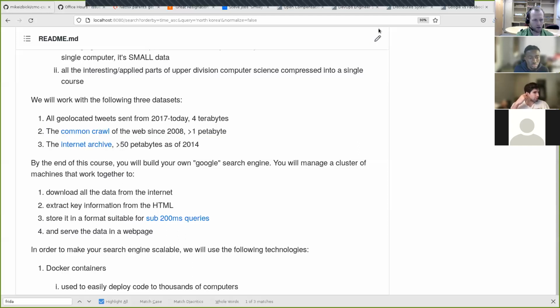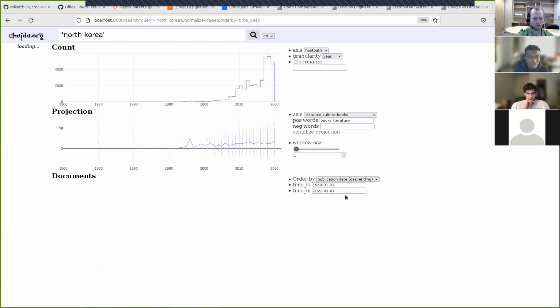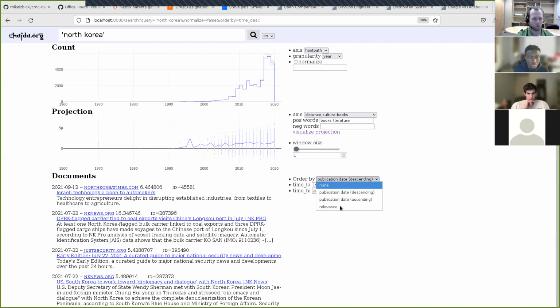So I have loaded right now what this final project is going to look like, this search engine. And I've just done a quick search up here on North Korea. And there's a lot of information here. We're not going to, at this point, go into detail about it. You'll have more labs and homework assignments that will make you more familiar with this later. But you can see there's normal search results down here, like you would expect from a normal Google search. But you can do maybe more interesting things than you can with Google, like sorting by the time that it was published at, or how relevant it is.